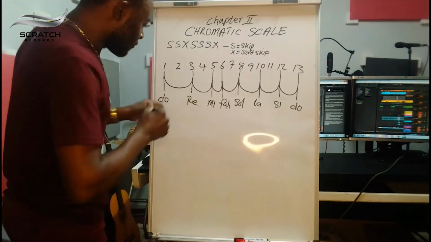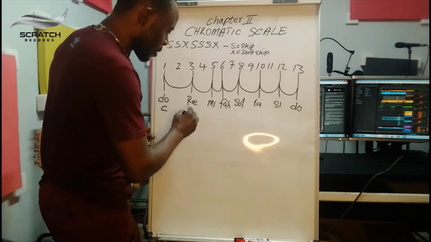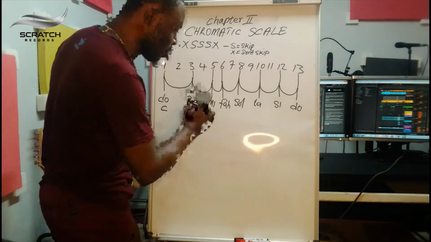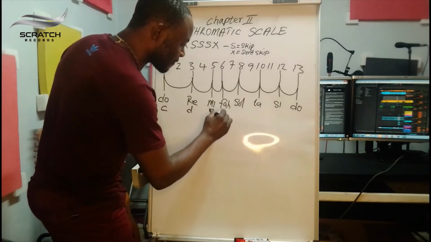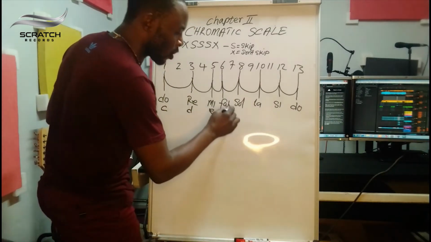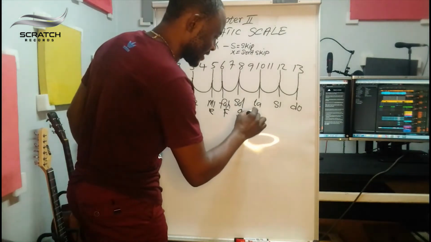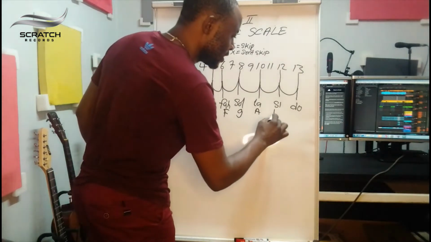Another name for do is C, don't forget. Another name for re is D. Another name for mi is E. Another name for fa is F. Another name for sol is G. Another name for la is A. Another name for si is B.